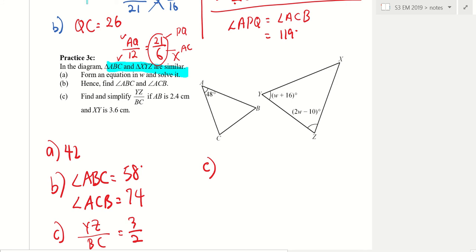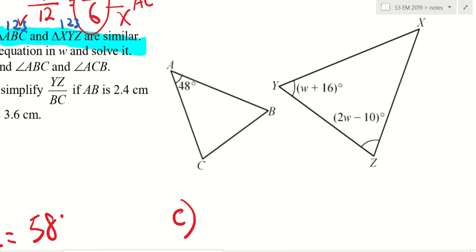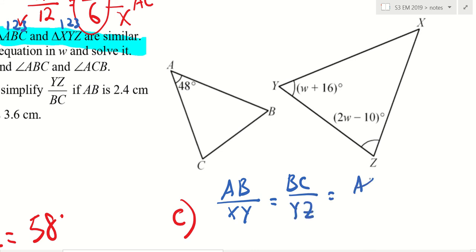Right, next one. So first thing, I don't know where the triangles are. Jingfeng, I will label 1, 2, 3. Now, Zaira, can you help me to give me the ratio? AB over XY. BC over YZ. Next one, AC over XZ.